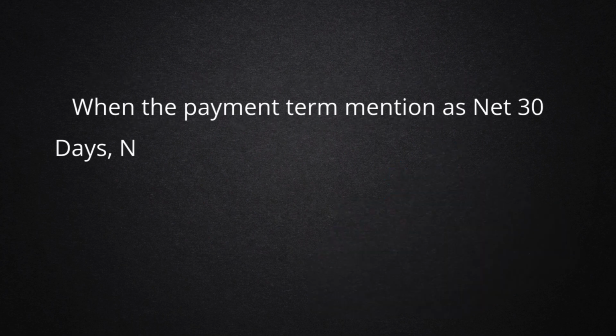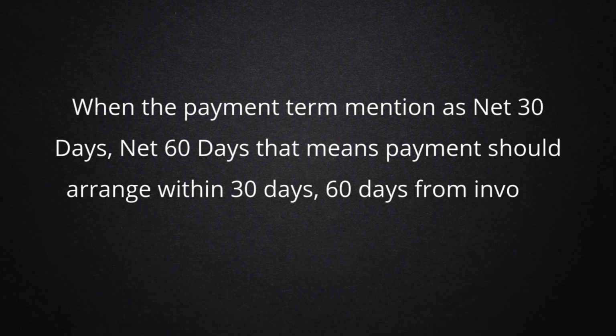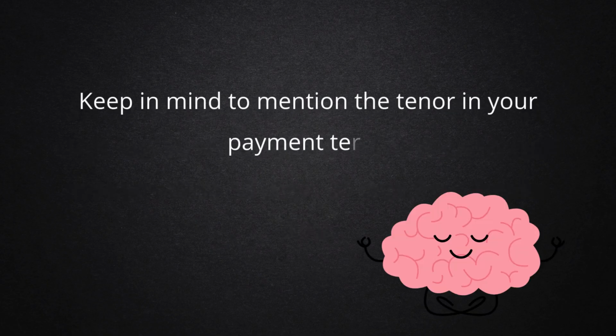When the payment term mentioned is net 30 days or net 60 days, that means payment should be arranged within 30 days or 60 days from the invoice date. Keep in mind to mention the tenor in your payment term.